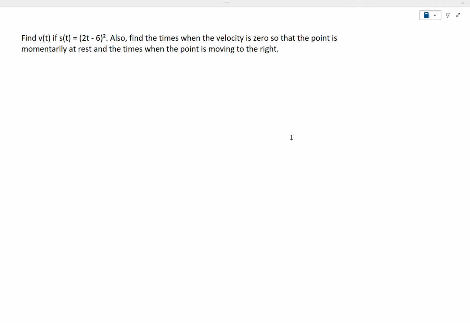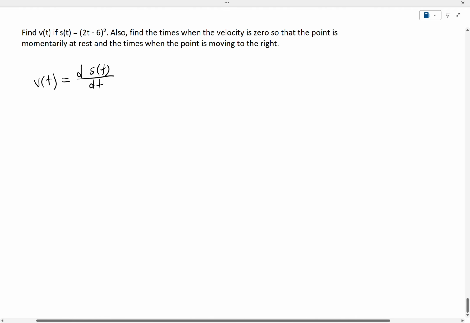Okay? So we're given position as a function of time, that's s of t. And our goal is to find v of t, velocity as a function of time. We know that velocity as a function of time is defined as the derivative of position as a function of time with respect to time. And we're given position as a function of time. So we're simply going to take the derivative of position as a function of time.